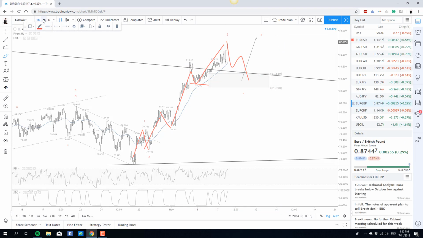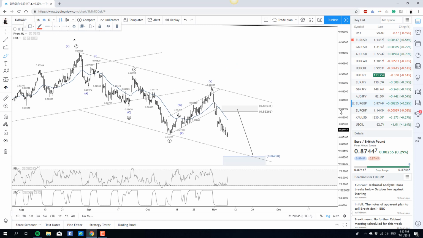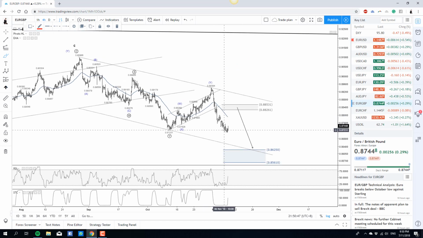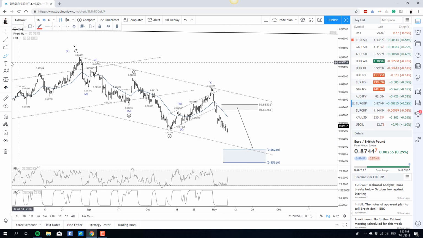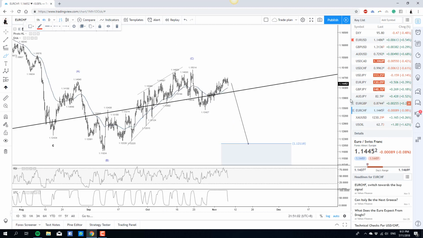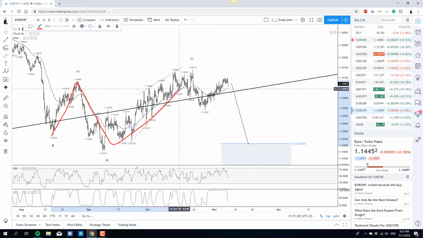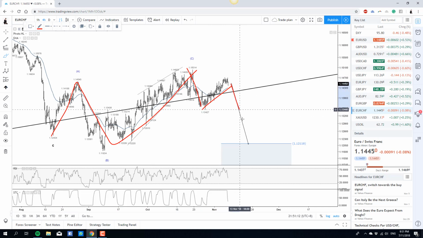Euro Pound, this is a very crawling and corrective nature, so I expect a short-term corrective move to the upside and then another move down, giving us this as a potential 1, 2, 3. So nothing much on Euro Pound. Euro Swiss franc, same analysis, looking at this as a potential big expanding flat ABC, so we are seeing this as 1, 2, 3.